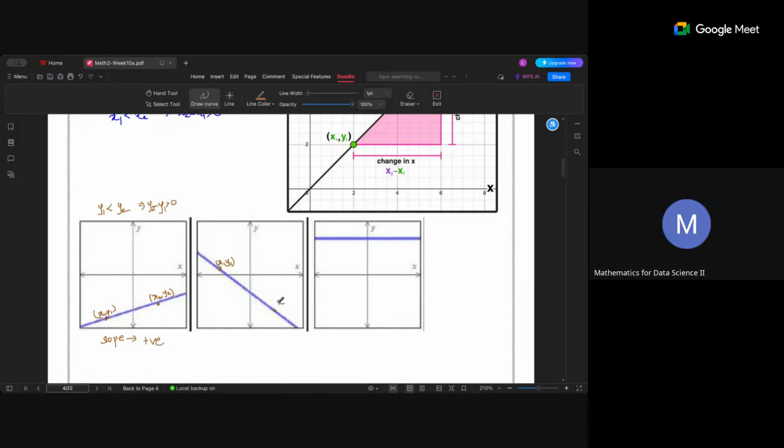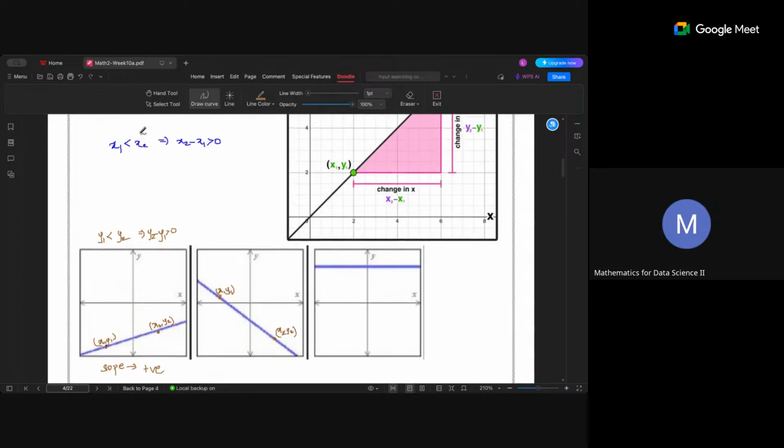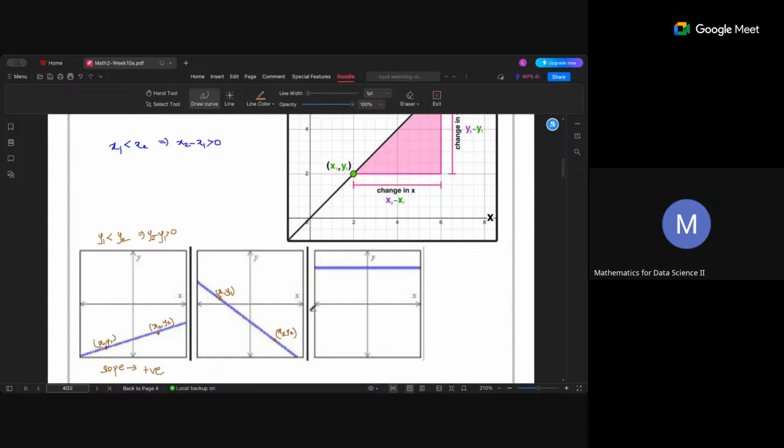Now here in this example, suppose you take one point here, call it (x1, y1), and another point (x2, y2). Here also you know that x1 is less than x2, that is a standard thing for all three graphs. But what about y1 and y2? What is the relation? y1 is greater than y2.